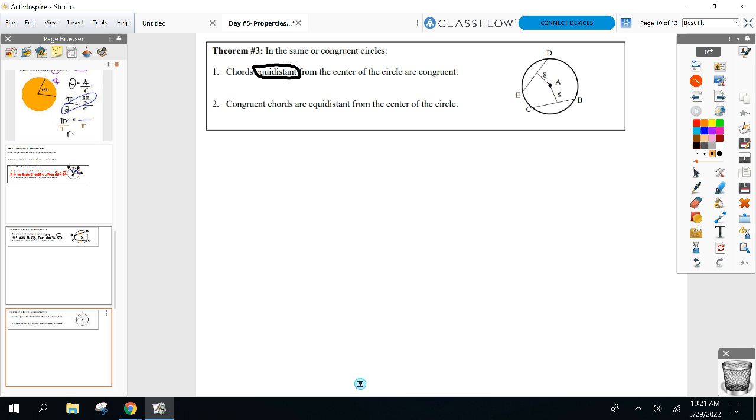All good? I don't need to write anything here. It's all there for you. Chords that are the same distance from the center are always going to be the same measure. All good, because now I get fired up on this next one. This one's the huge one for today.